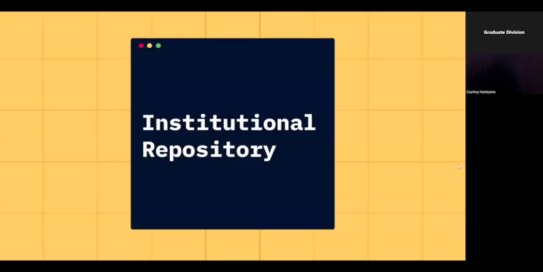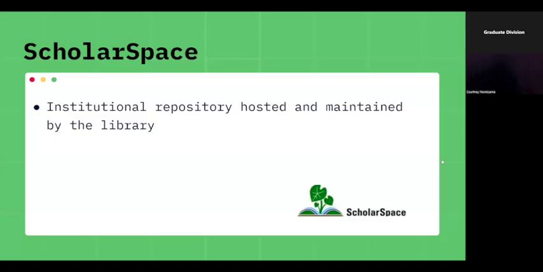Okay, so I'm going to walk through different ways that you can build your digital presence. I'm going to start with our institutional repository. This is known as ScholarSpace. It is our institutional repository that is hosted and maintained by the library.